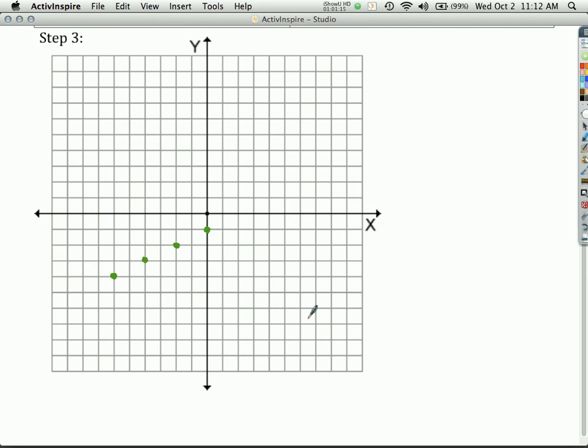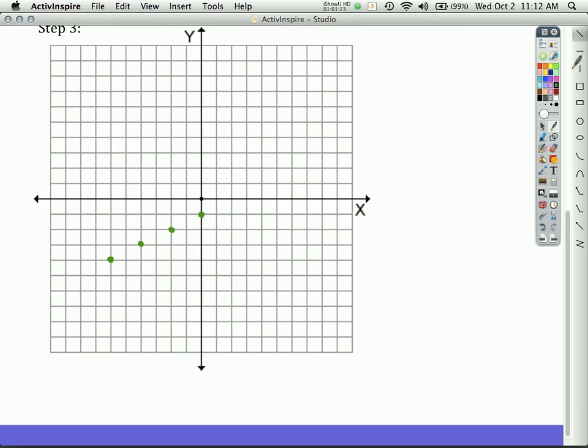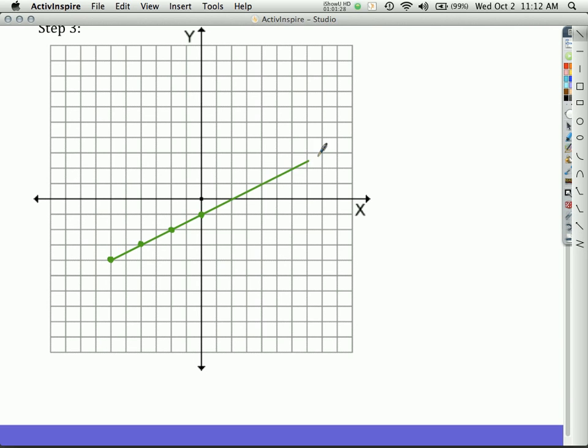Now, if you already drew your line, you might have to erase something because this line is going to look a little bit different. If I take these points and I draw a line through them like this, that's what I taught you to do a little while ago. What's the problem?